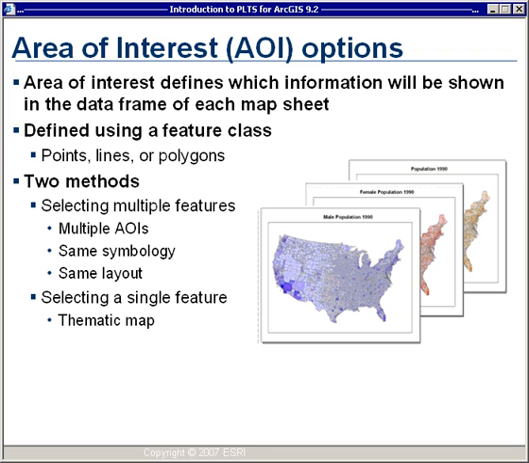Alternatively, you could choose to include just a single feature in the map series. This will allow you to create what is known as a thematic map series. With a thematic map, the area of interest stays the same, however, information being depicted changes. For example, in the thematic map series we're showing here, we have the population for the United States, but we're showing the population in 1990, the female population in 1990, and then the male population in 1990. Our area of interest stays the same, but the information depicted is changing.